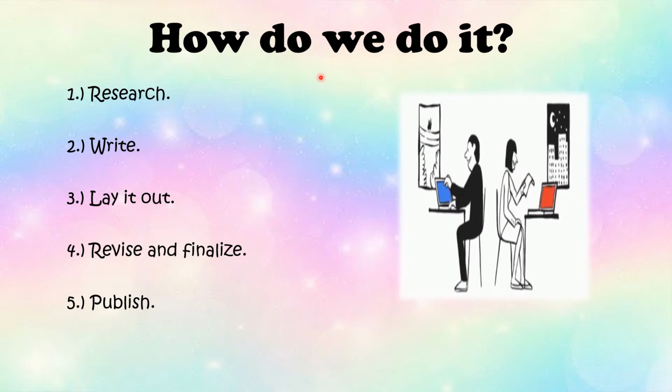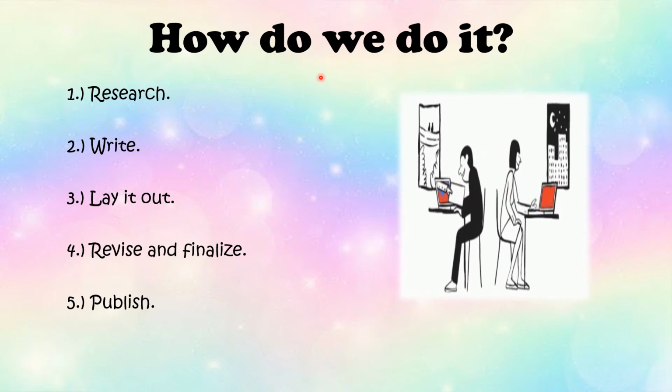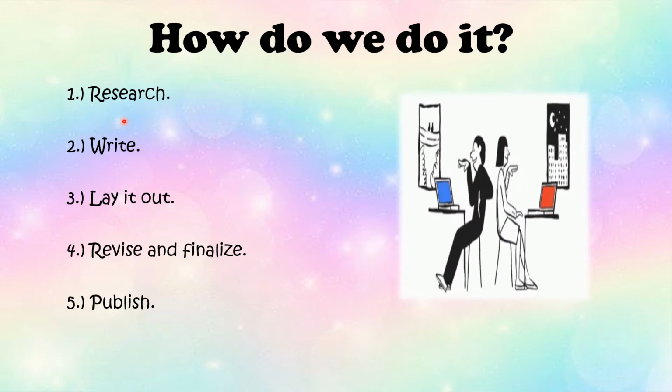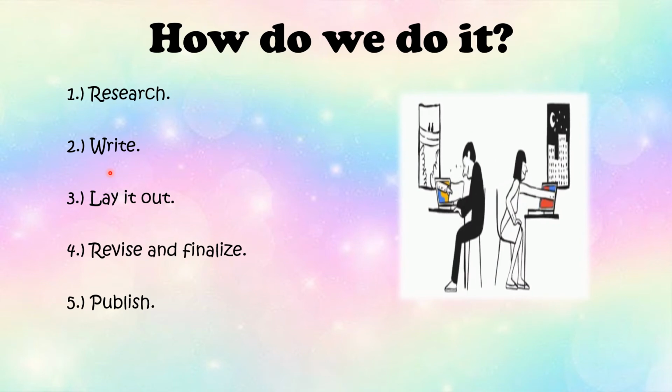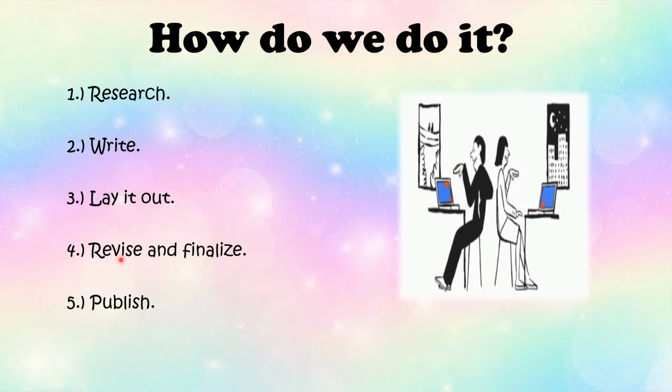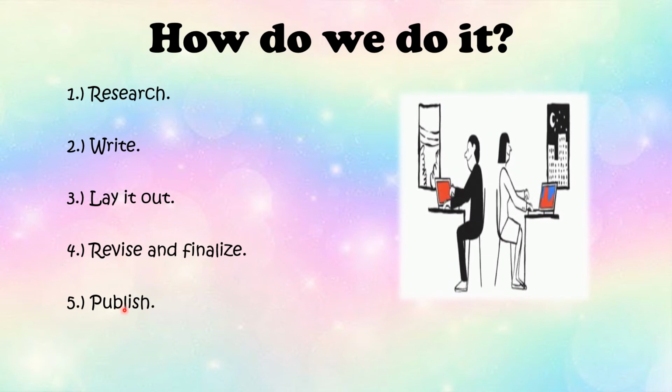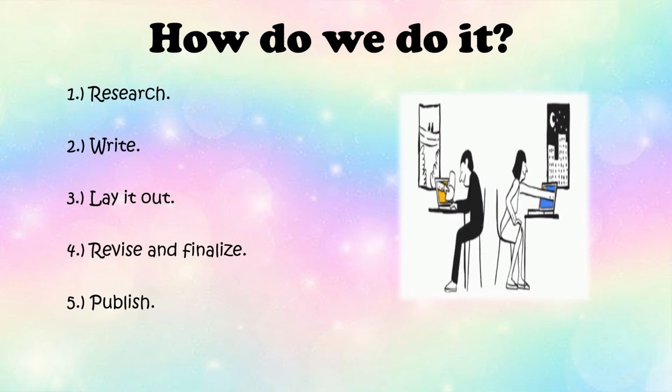But how do we do it? There are five very simple steps. First is we have to research. After we research, we have to write the information in our own words, of course. Next, we have to lay out information and photos, revise and finalize, and last is publish.